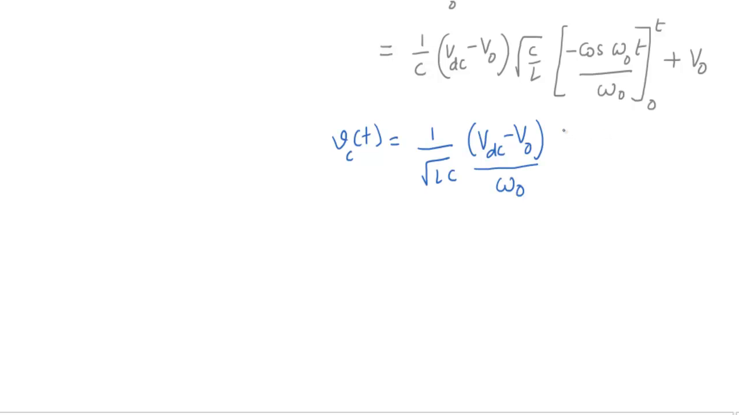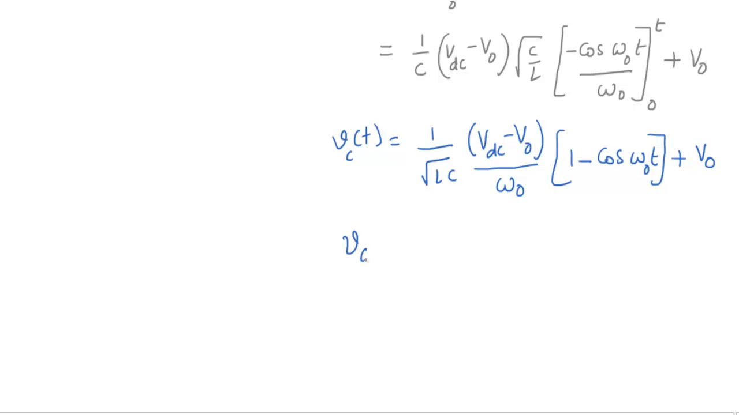Okay, so now apply the limits. Like we know that the integral from a to b of f is nothing but f of b minus f of a. So first, if you substitute t in place of t, you will have it as is, no difference. But when you apply the lower limit, in the actual formula a minus will be there. Minus of minus is plus, and cos 0 is 1, that's why you will have 1 minus cos omega naught t, plus V naught. So that's what you got.